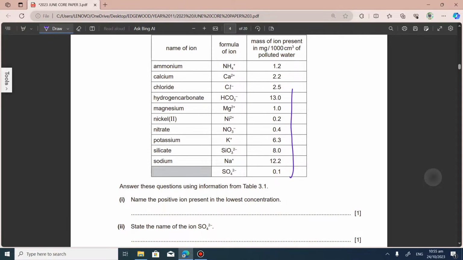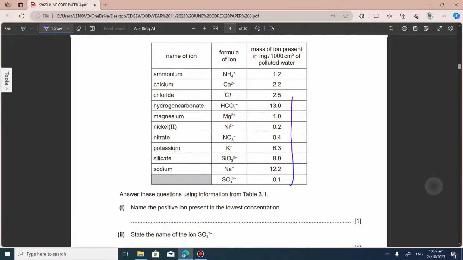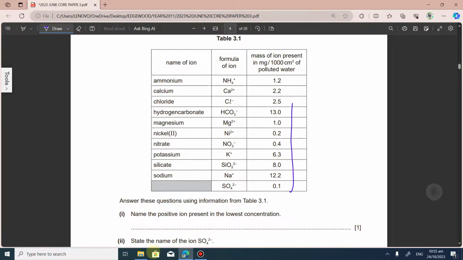Now the first question says name the positive ion present in the lowest concentration. So we have how many positive ions here? We have the ammonium ion, the magnesium ion, the calcium ion, potassium, and sodium. Okay, so let's look at their values. Which one has the lowest value here determines the answer for this question.